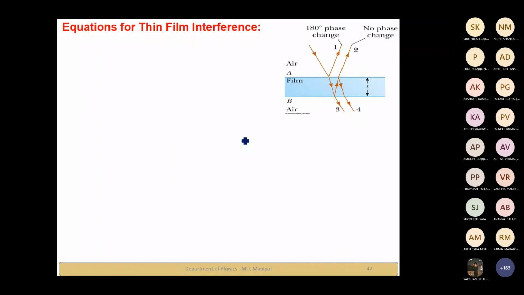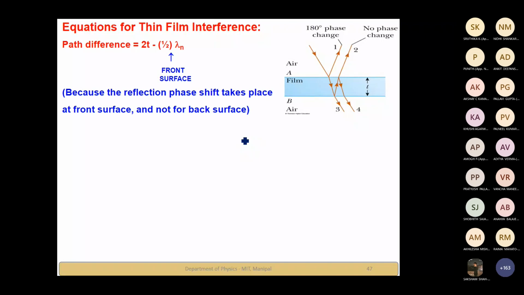To start with, when I say path difference, I was mentioning that it is the optical path difference. So the two ways, whether ray 1 and ray 2 undergo phase change, second thing. So what is the path difference between the two rays, 1 and 2? First thing is, it travels twice the medium, right?